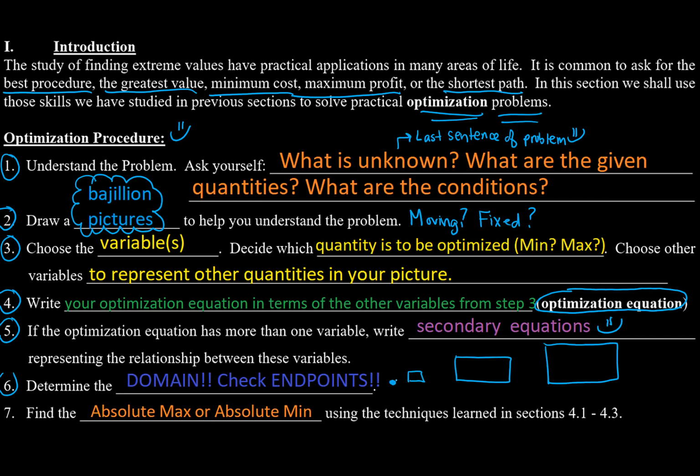Often you're limited by something. Maybe you're limited by perimeter because you only have so much fencing to go around. But typically you have some type of limit, and that is going to be your domain. Last thing, you're going to find your absolute maximum or absolute minimum using the techniques that we've learned in these last 3 sections. So you're going to do the first derivative test, check for increasing, decreasing, and then check your endpoints and see where your maximum and minimum values are. Ready to do one? Let's do it.